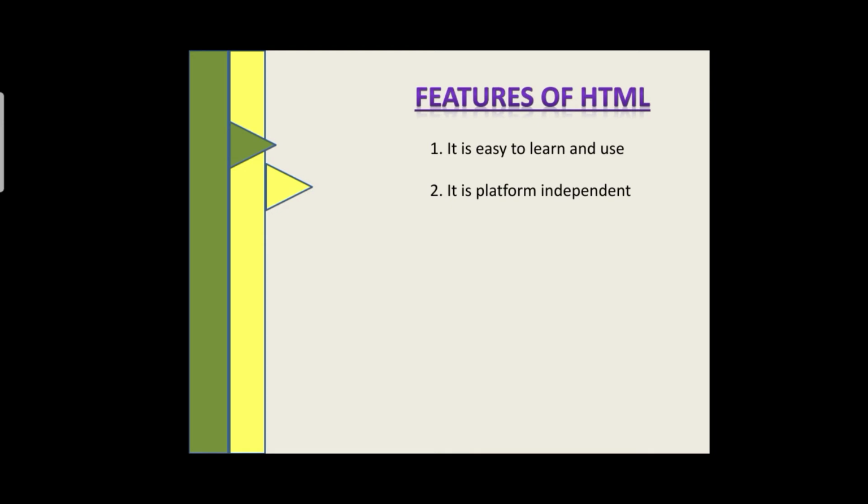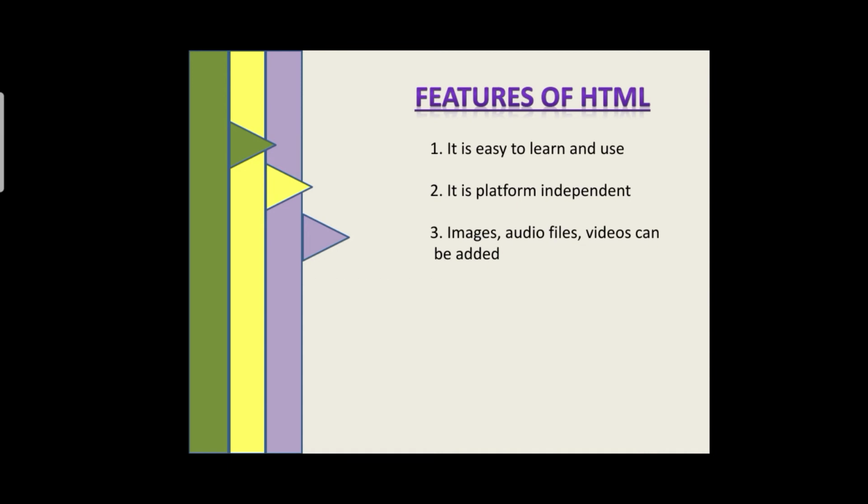In mobile also, if you have a browser, you can display your page, and if you have an editor downloaded in the mobile, you can use HTML in your mobile too. Then next, images, audio files, videos can be added. So HTML is a language. There are many languages which are used to create web pages. So HTML is also such a language using which we can create, or we can insert images, videos, audio files, animation effects to our web page to make it more attractive.